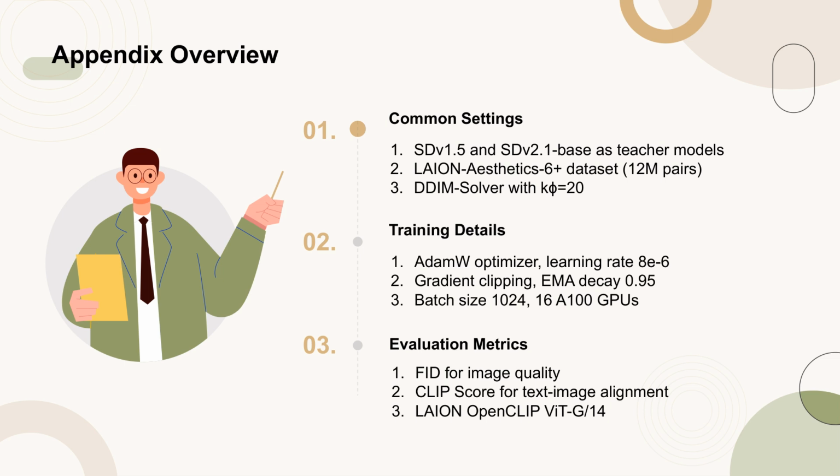The training process utilizes the AdamW optimizer with a learning rate of 8 times 10 to the power of -6 and a weight decay of 0. Gradient clipping and exponential moving average (EMA) are applied to ensure stability. The models are trained with a batch size of 1024 distributed across 16 A100 GPUs. For evaluation, the Fréchet inception distance (FID) is used to measure image quality, and the CLIP score is used to measure text-to-image alignment, calculated using LAION OpenCLIP ViT-g/14.